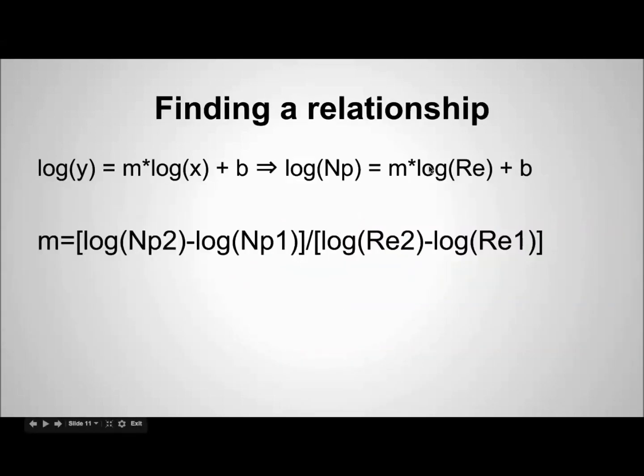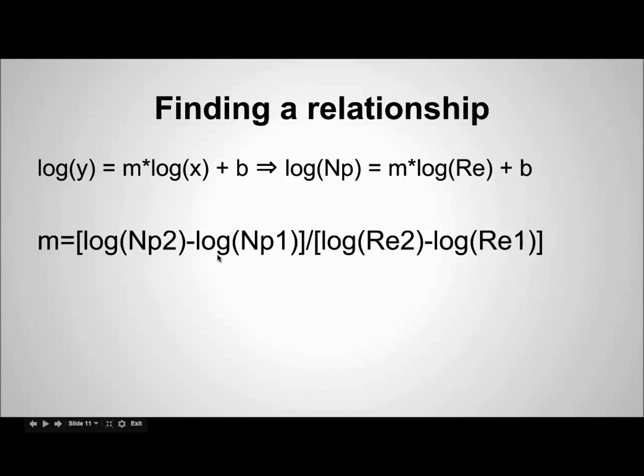So here's the basic setup for finding that relationship. Because it wasn't a linear relationship, it was a logarithmic relationship. So here's the basic formula: log of y is equal to the slope times log of x plus the y-intercept. And here I've rewritten it in terms of power number and Reynolds number. And now here's the expression for finding the slope of each individual line, which is just rise over run. So this was found by taking known points and finding the slope.